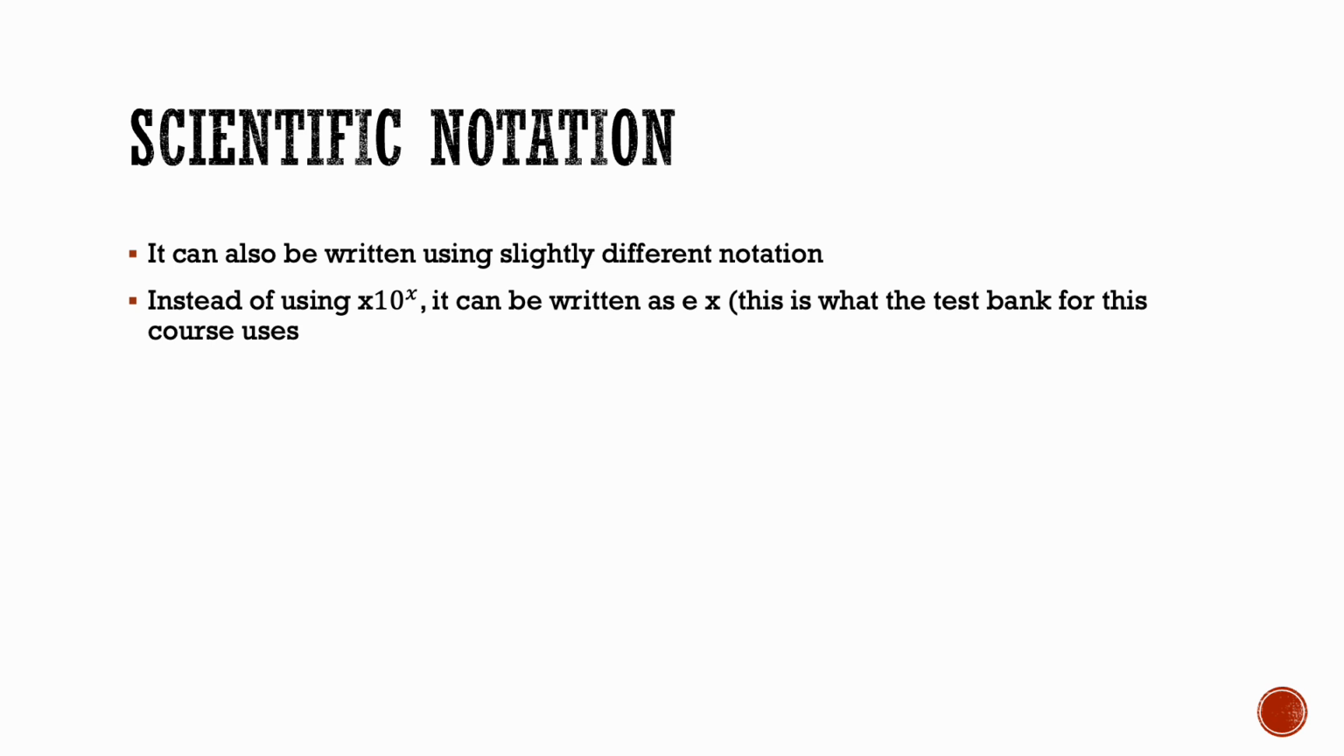So I have a couple examples here. If I have 2.43 times 10 to the 3, on the test bank for this course, that will show up as 2.43e positive 3. If I had 5.27 times 10 to the negative 4, the test bank for this course will show that as 5.27e negative 4.